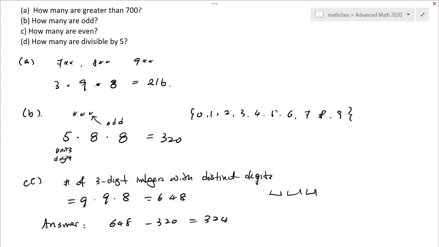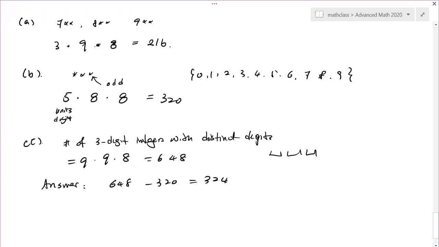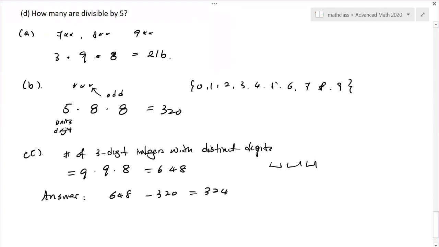If you do it directly, it's a little bit more complicated. You need to divide the even numbers into 2 groups, group A and group B. Group A contains the numbers ending in 0. Group B contains the numbers ending in a non-zero even digit. Then you count the numbers in each group. That's just more complicated, so I'm not going to go through that. So always use the subtraction method whenever possible.